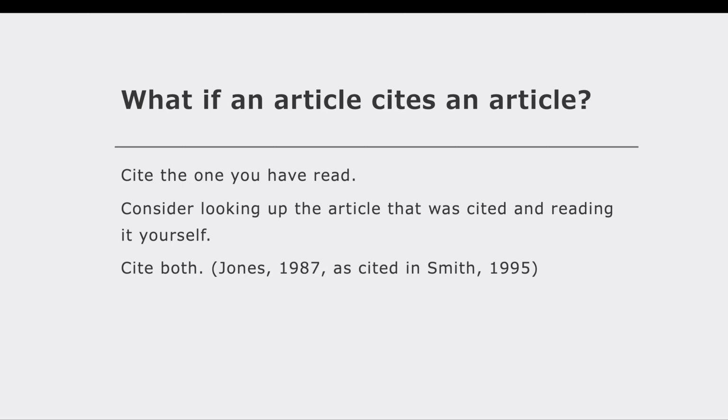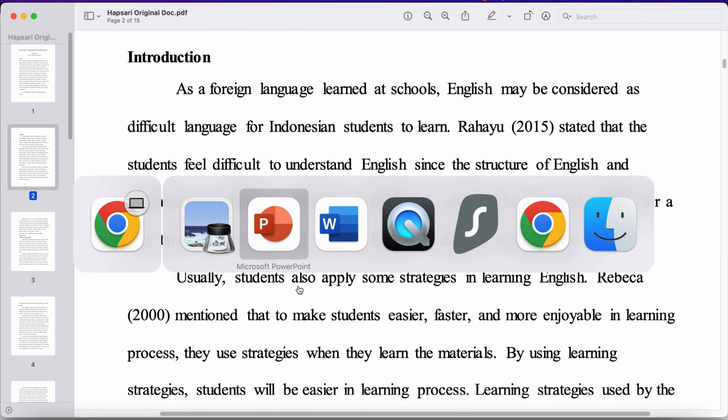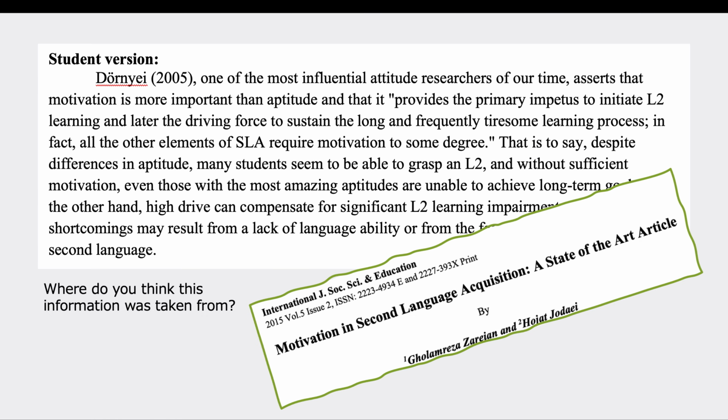So one more technical question, though, is what if an article cites an article? Like going back to, let me go back for a second. If I go back here, Dornyei, 2005, is cited in this other article, Motivation in Second Language Acquisition, a State-of-the-Art article. Well, two things you can do.